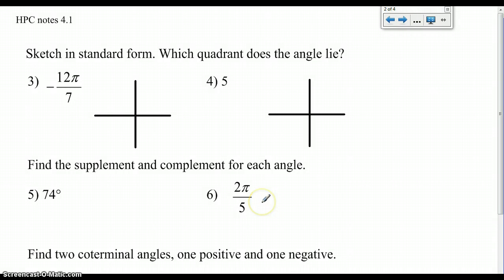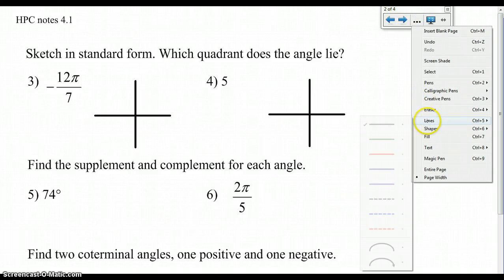Alright, let's sketch some angles. So our first problem here asks us to sketch the angle -12 pi over 7. A couple things to keep in mind. Negative suggests to us that we need to go in the clockwise direction. And 12 pi over 7 tells us that we're talking about less than a full circle, less than 2 pi radians.